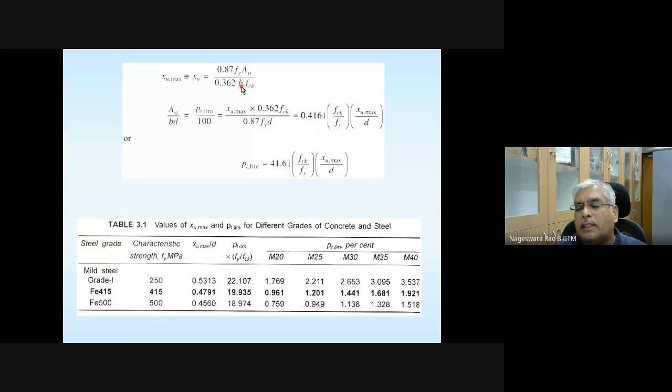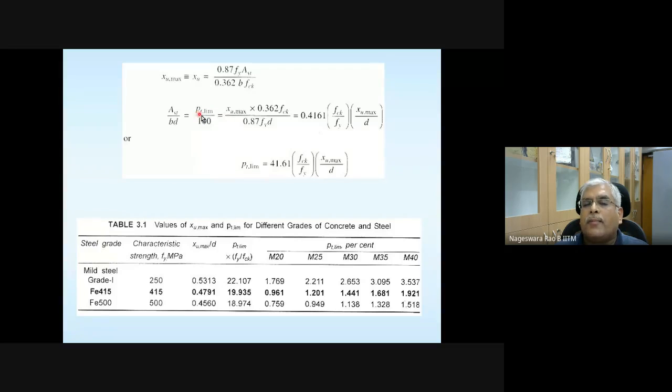AST is there, B is there. So divide on both sides or rearrange this equation. AST divided by B, and then you can write the rest of the quantities. And XU you replace with XU max. Instead of AST divided by B, you write it as AST divided by BD. And that is nothing but your percentage of steel expressed in this manner. And what we are looking at is for a balanced section, for a limiting case.